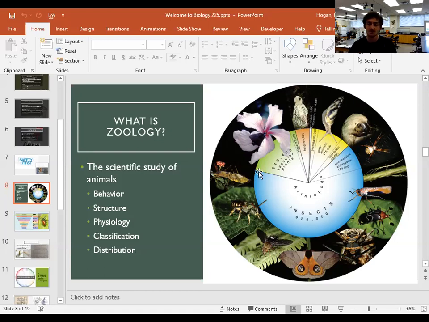So a large part of biology is taxonomy, or just classifying organisms. And so that's what the next slide shows. It shows the breakdown of that hierarchical network of organisms and how we describe them.